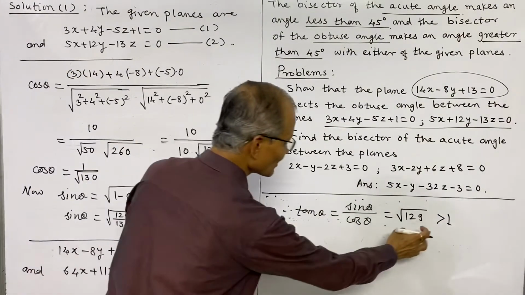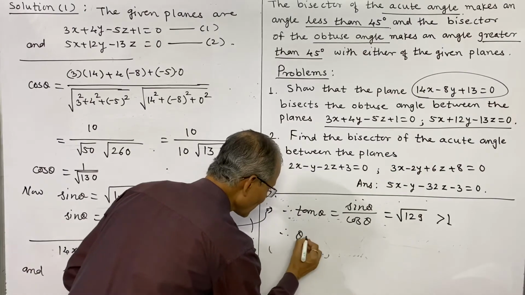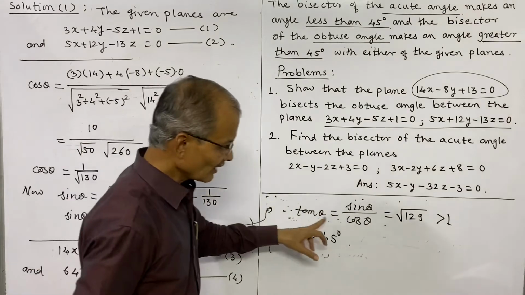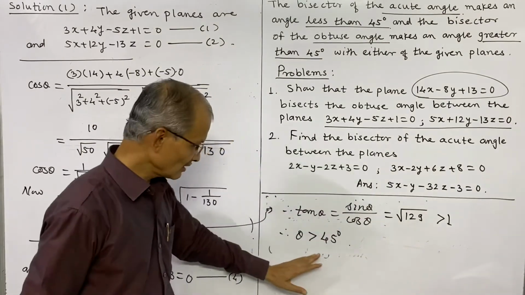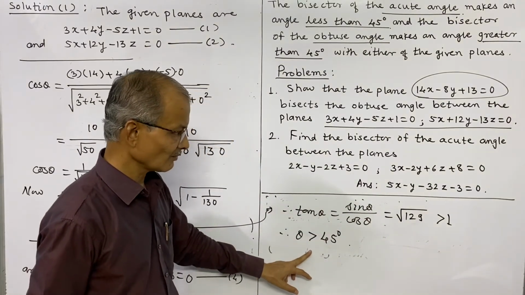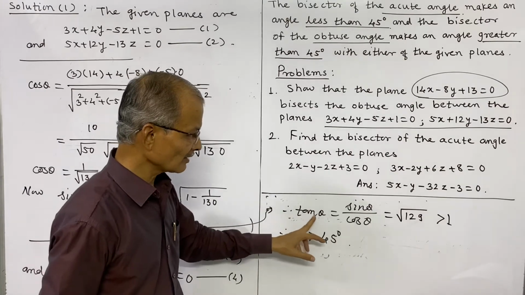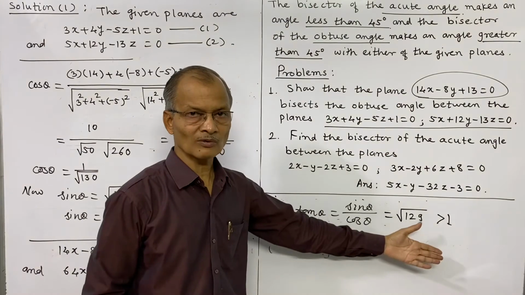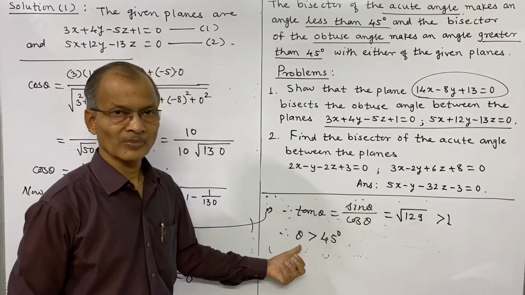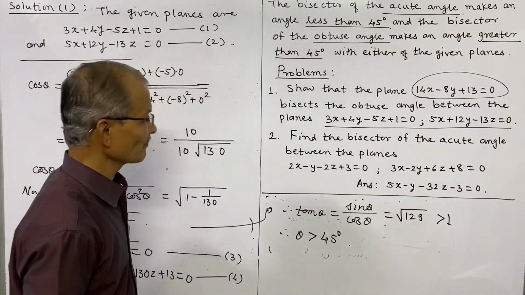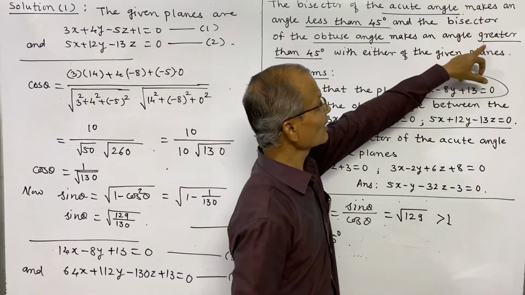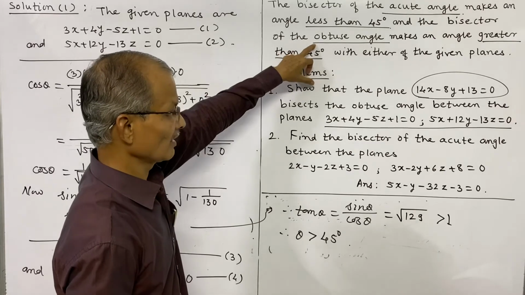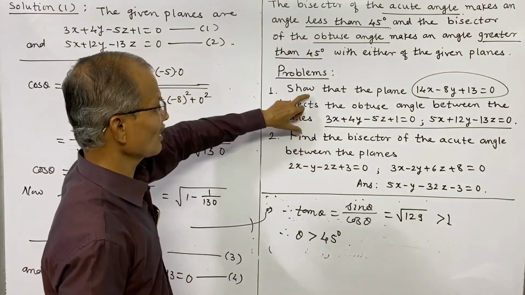And tan theta greater than 1 means theta is greater than 45 degrees. If tan theta is less than 1, then we say theta is less than 45. So remember, compare the tan theta value with 1, either greater or less. If it is exactly equal to 1, then the angle will be 45. Here theta is greater than 45, and if theta is greater than 45, then it bisects the obtuse angle. So this is what we are asked to show.